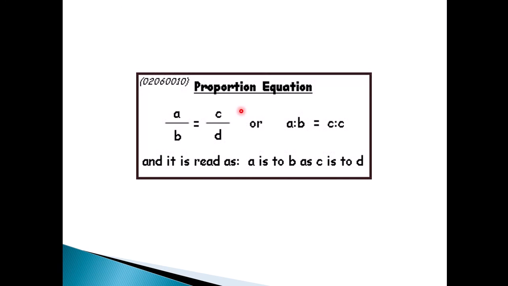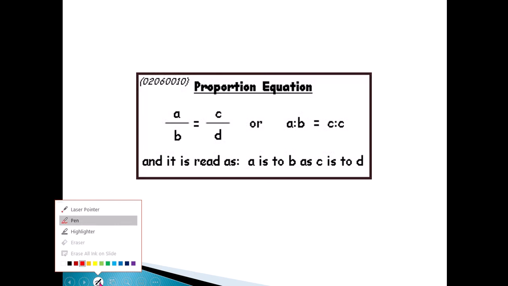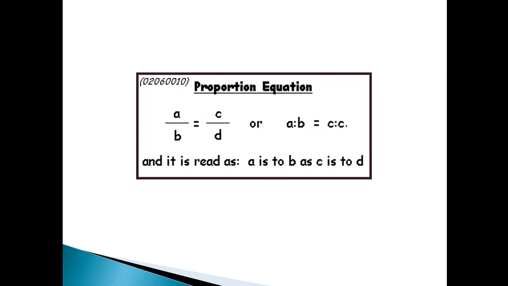Now, a proportion as an equation can be written as a over b, which is equal to c over d, or a is to b is equal to c is to d. Okay, don't be confused by that letter. That's going to be letter D. It's D here. I think there's a glitch, so that C is to D. And it is read as A is to B, as C is to D, right?